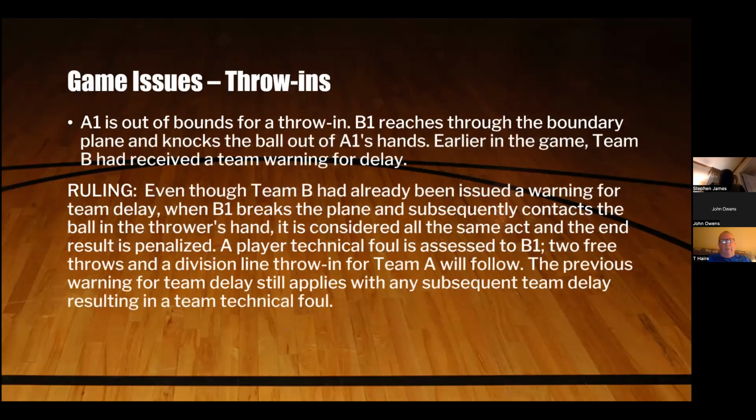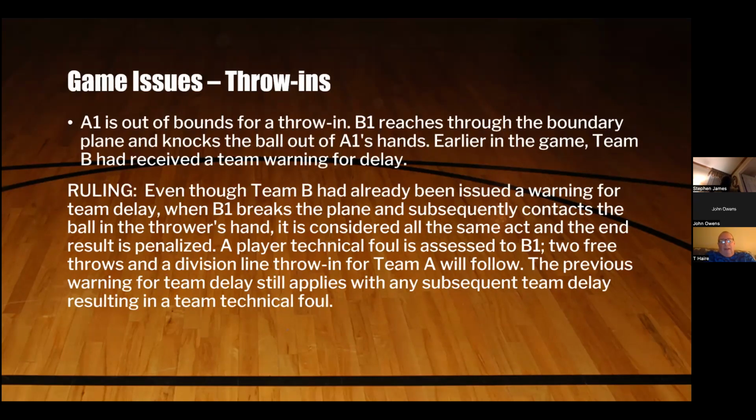So this is the one I was just talking about. A1 is out of bounds for a throw-in. B1 reaches through the boundary plane and knocks the ball out of A1's hands. Earlier in the game, Team B had received a delay of game warning. So in this situation, you have a technical foul that is actually charged to the player because he made contact with the ball. Now, had this been the first time this had happened, you would have a delay of game warning and you would have a technical foul because he touched the ball.